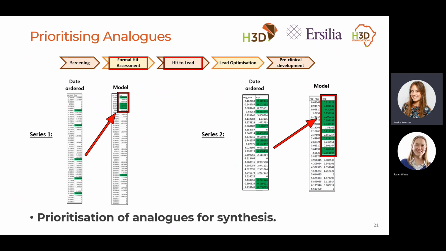It's important to note that every model is not perfect, so we are going to miss some, and we're going to get some false positives. But on balance, if you can enrich what you're screening, then you're going to be a lot more efficient in your day-to-day.